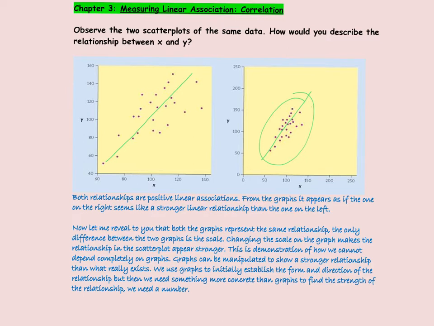But let me reveal to you that these are the exact same data sets, except that the only difference is that the scale on each graph is a little different. So the overall form and direction is pretty accurate when we look at the graph, but the one thing we cannot decide for sure by just looking at the graph is the strength of the linear relationship, because by changing the scale, we can make the relationship between the two variables look stronger than it really is.